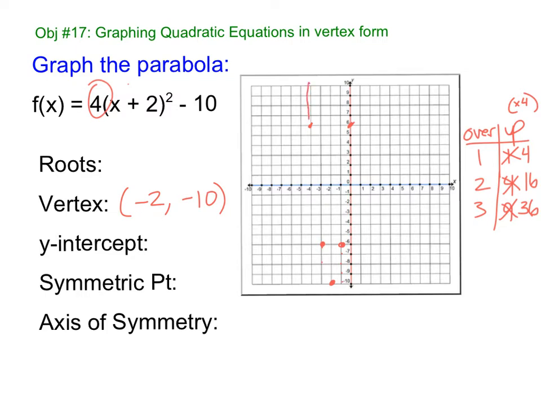So there's my parabola. It's kind of hard to draw on my iPad. Okay, so the y-intercept is nice. I can see it right off here: 0, 6. The symmetric point would be -4, 6. Axis of symmetry, x equals -2.